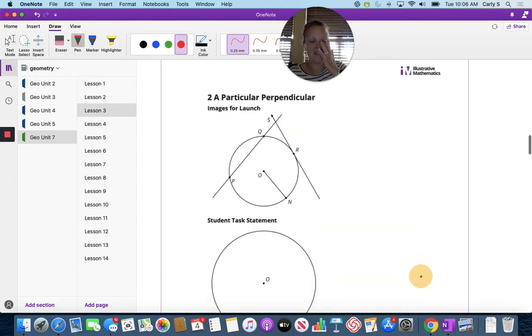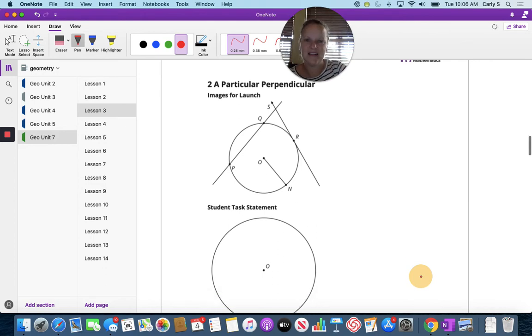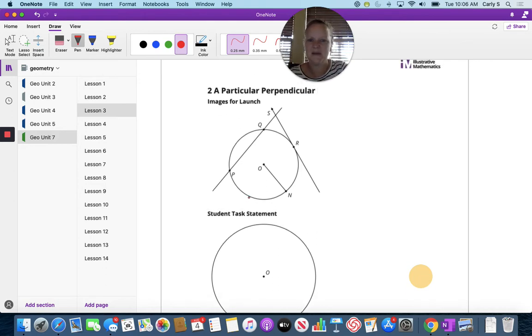Okay, so let's move into our second task statement. Looking at these drawings, what do we notice? What do we see? I have what looks like a radius, right? Here I have a line that's tangent at point R. That means it touches the circle at point R and only at point R. And I have a segment that crosses the circle at Q and P. We call this a chord, right? I see this point S out here also.